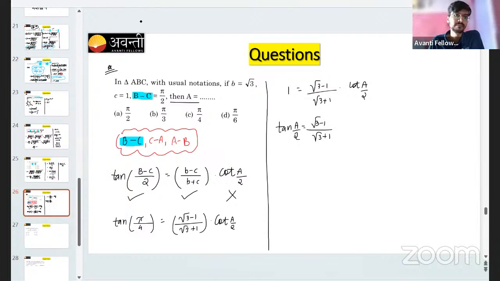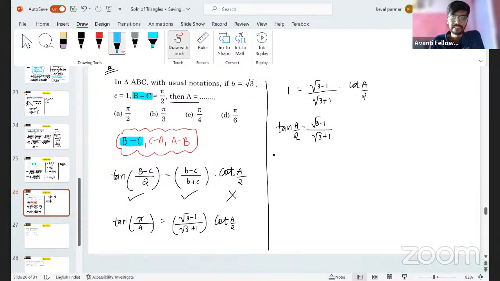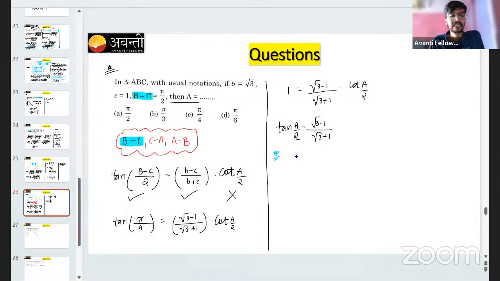Now this step that I am going to write is an important one. Why? Because you should remember the value of tan pi by 12. What is tan pi by 12? Basically, it is tan 15 degrees. This tan 15 degrees is equal to root 3 minus 1 upon root 3 plus 1.